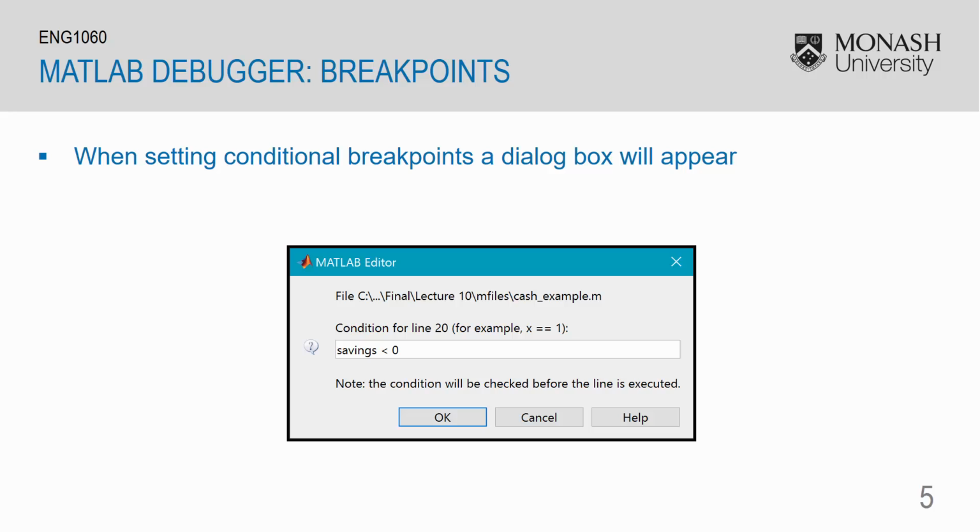When setting conditional breakpoints, a dialog box will appear where you can enter your condition. For this particular example, I have set the condition that savings is less than 0. This breakpoint will only activate if the condition is true.